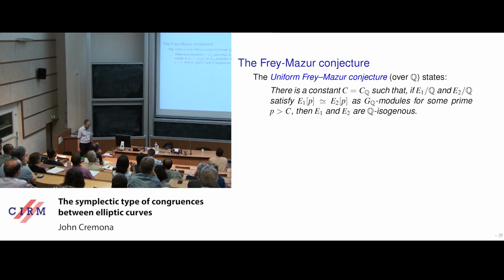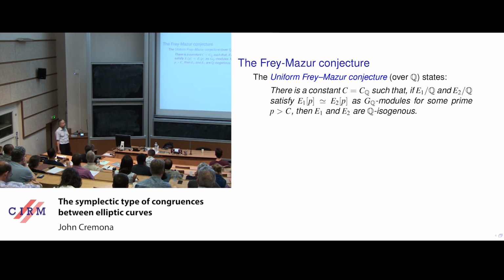So that's the subject of the Frey-Mazur conjecture. There are very slightly different forms of this. I won't go into it in great detail. This is stated over Q. You could replace Q by a different number field if you wanted. In its uniform version, it says that there is some constant, depending only on the field, in this case Q, such that basically the only mod p congruences between elliptic curves arise through isogenies for p greater than that constant. Okay, so for all but finitely many primes, there are no mod p congruences except those furnished by isogenies.